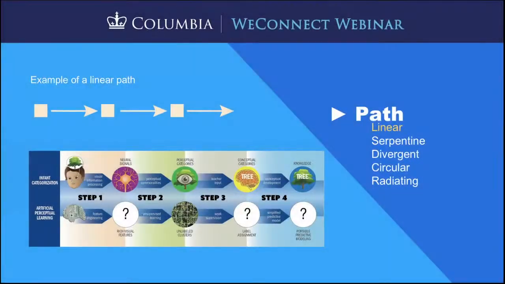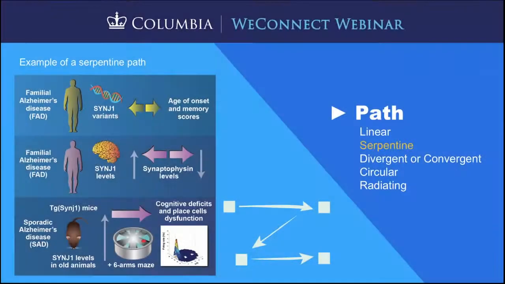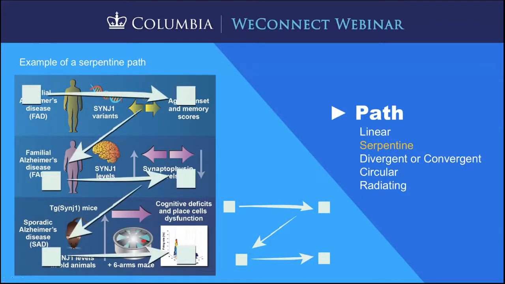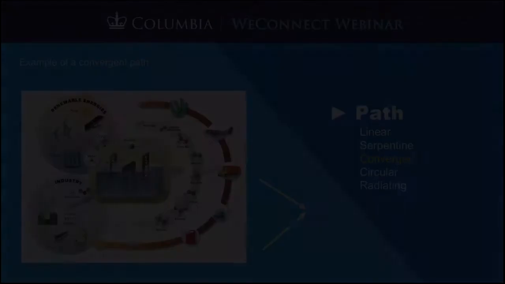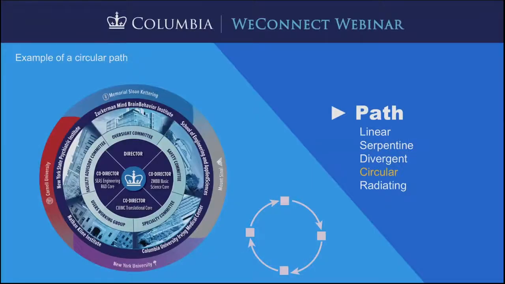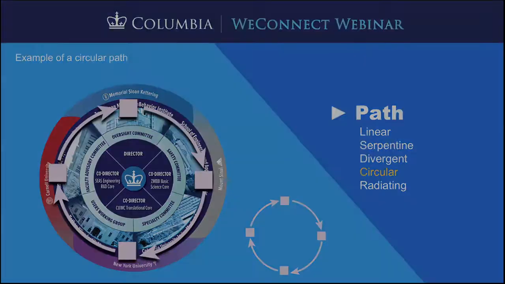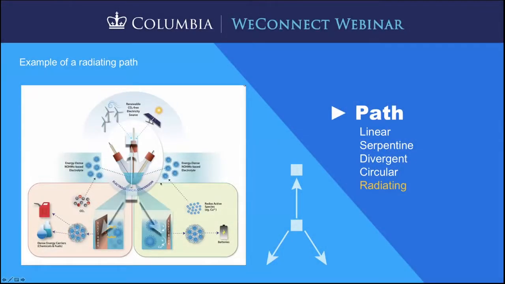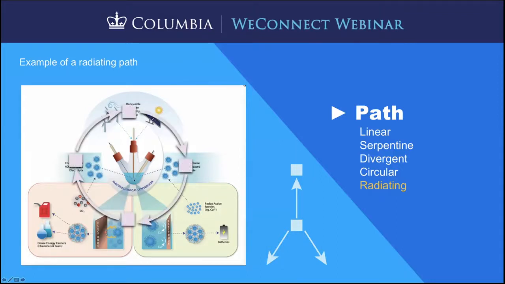Here is an example of a linear path. So as you can see, it is one straight line. And here's an example of a serpentine path. And it zigzags. Here is another example from Alyssa's lab, a convergent path. The arrows converging there. A circular path. Here's a radiating path, and of course you can have two paths within one. So this is a radiating and a circular path.